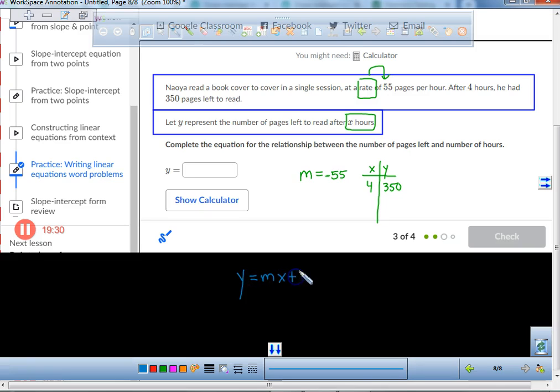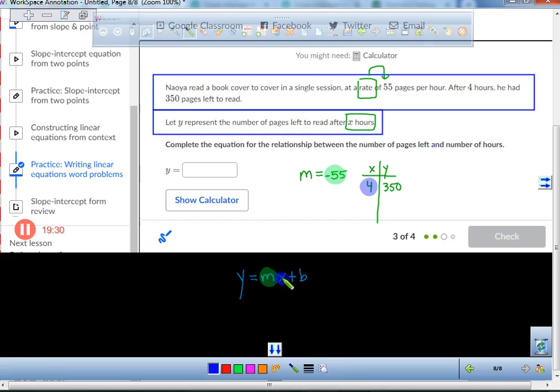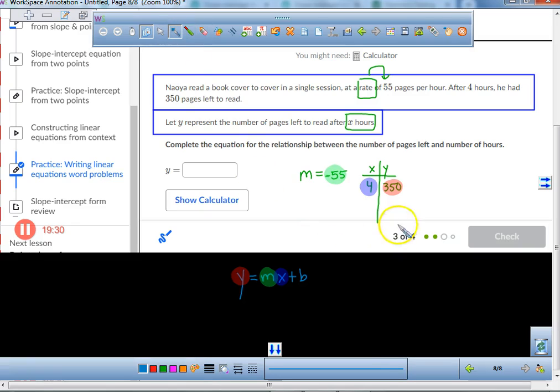So this is where you're going to really need to focus in on understanding how to use Y equals MX plus B. What number am I going to put in for the M value? I'm going to put in the negative 55. What number am I going to plug in for X? Correct. And what number am I going to plug in for Y? 350. There you go. That's what we have to do here, okay? So right now, they've given us information, but we still have to find the Y-intercept.